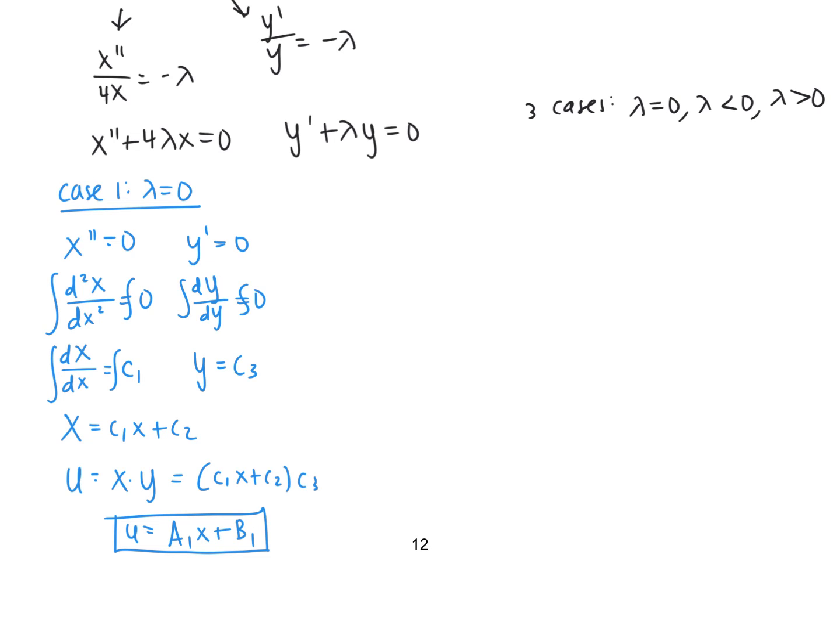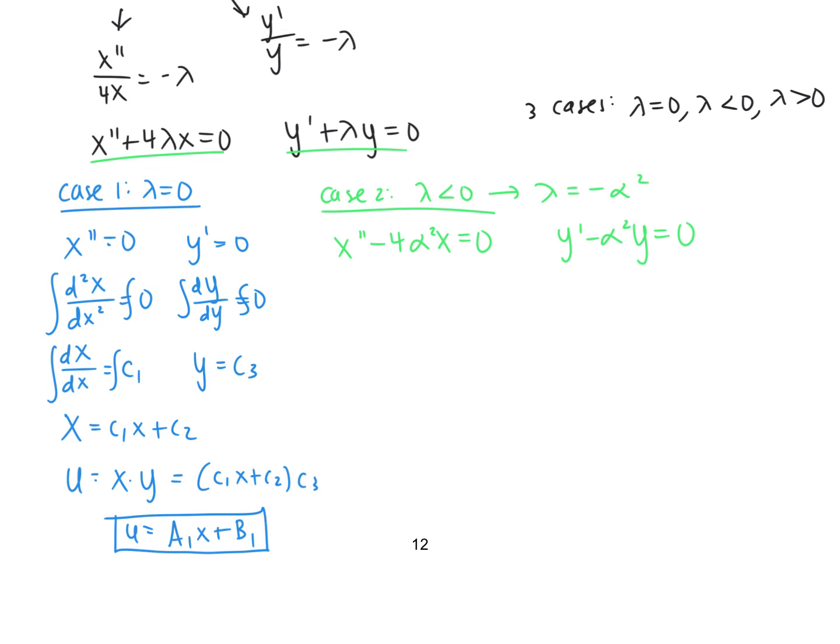Okay, so now let's look at case 2, where lambda is less than 0. If lambda is less than 0, you're going to see why I choose to do this in a minute, but I'm going to choose lambda to be equal to negative some constant squared. So if I go back to these two equations, I'm going to get x double prime subtract 4 alpha squared times x is equal to 0, and y prime subtract alpha squared times y is equal to 0.